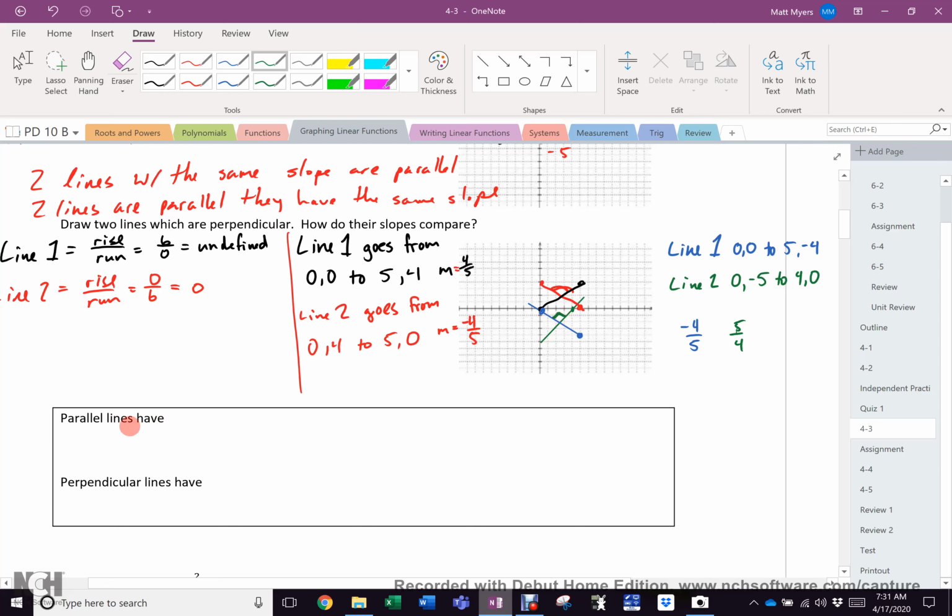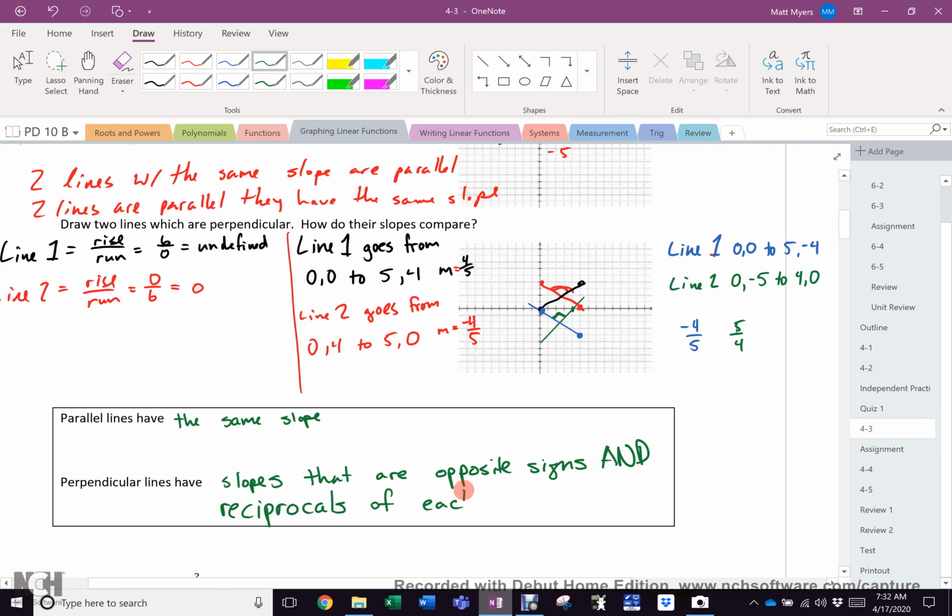So, parallel lines have the same slope. Perpendicular lines have slopes that are opposite signs and reciprocals of each other.